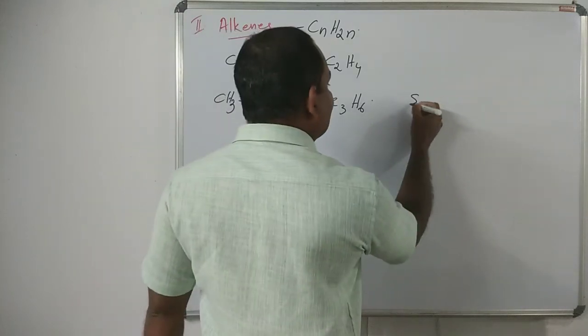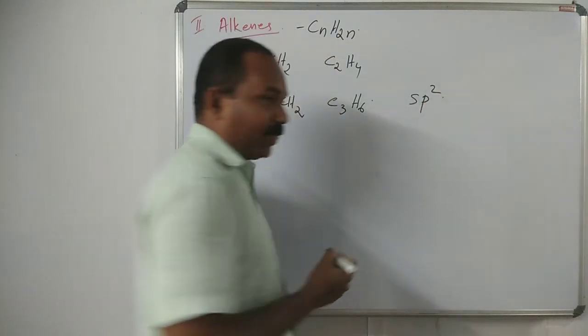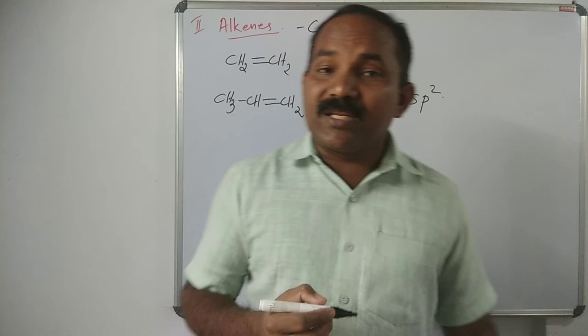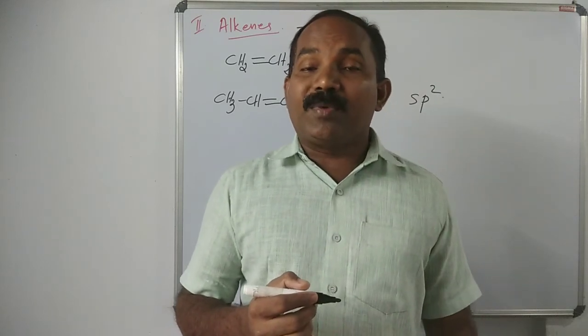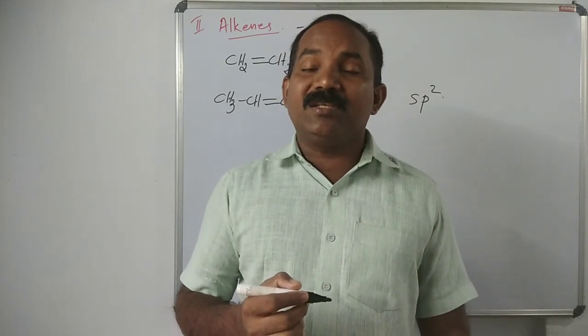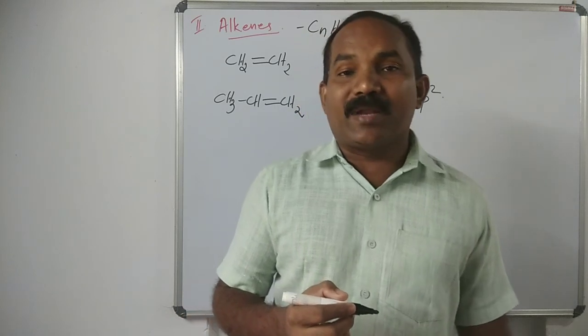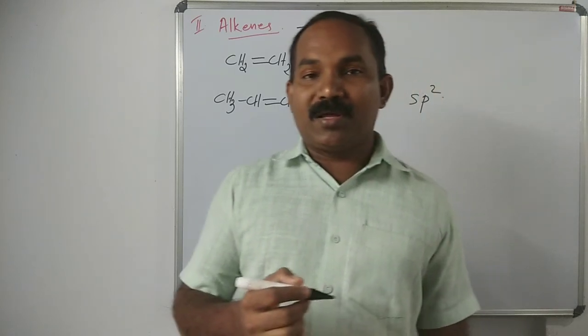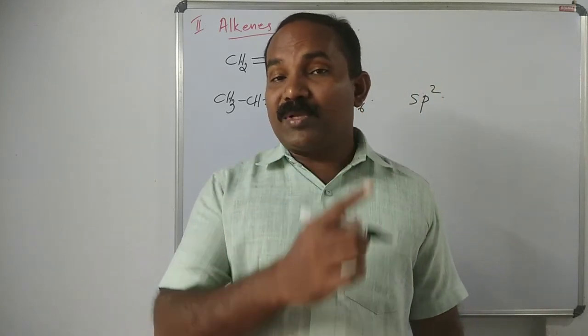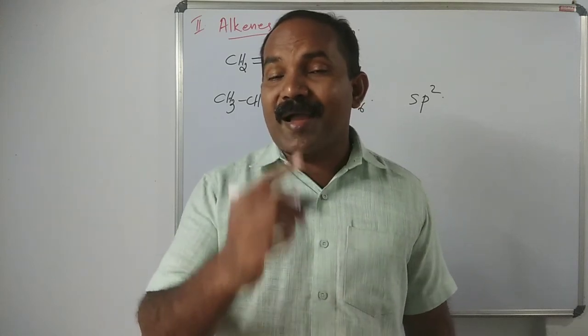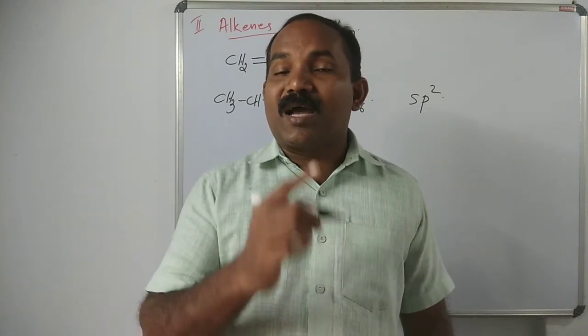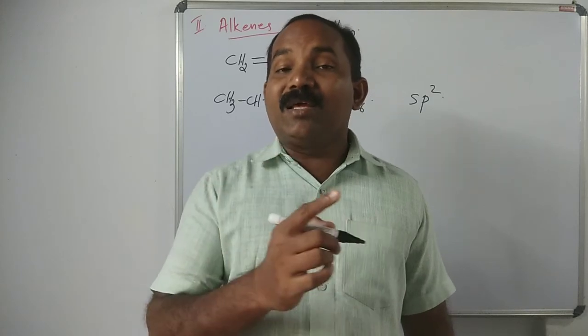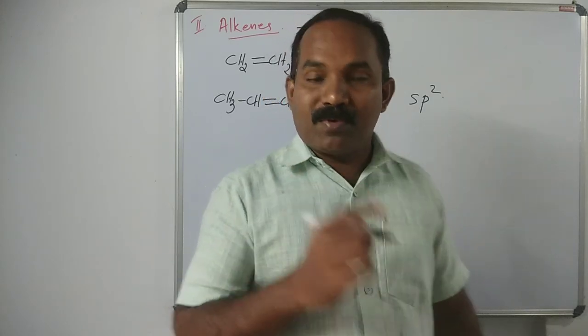What is sp2 hybridization? One s orbital and two p orbitals undergo hybridization, and sp2 hybridized orbitals are formed. One of the p orbitals in the carbon atom is unhybridized. Those p orbitals on the carbon atoms laterally overlap to form pi bonds.